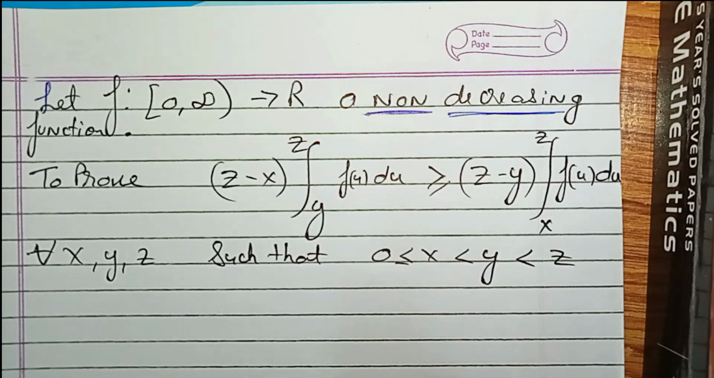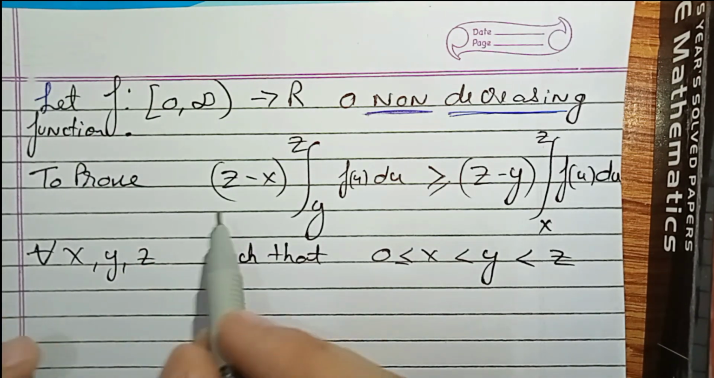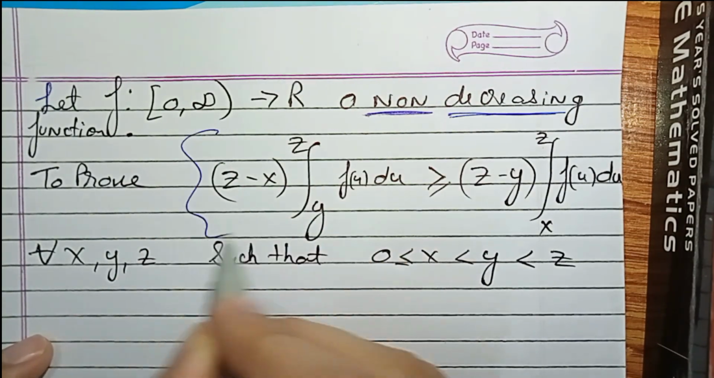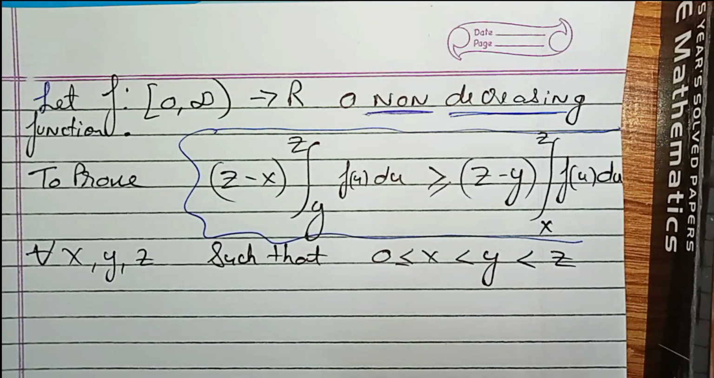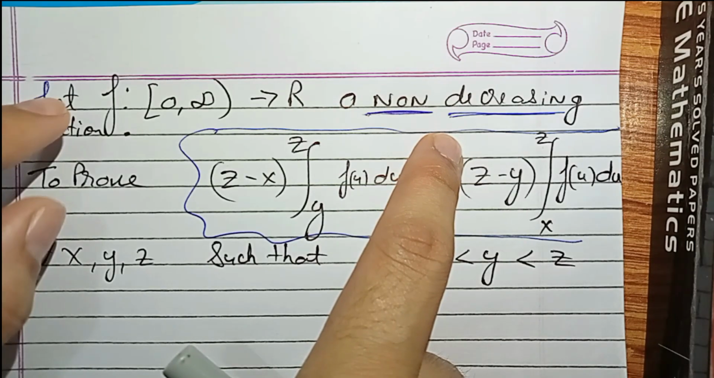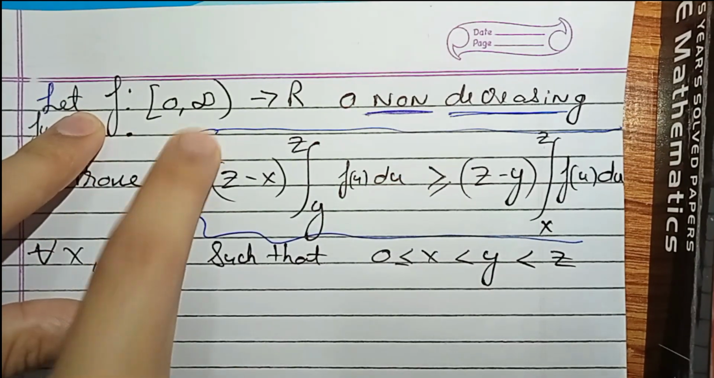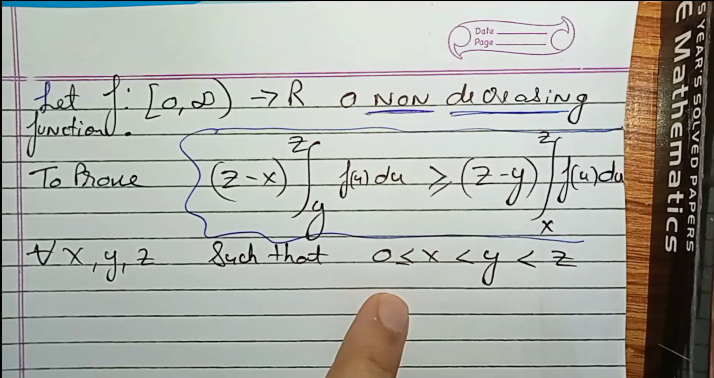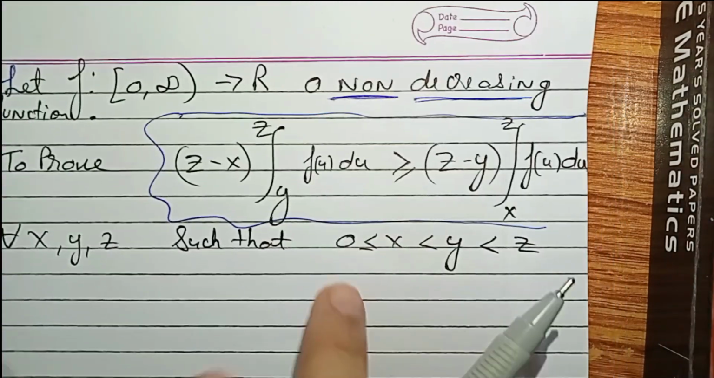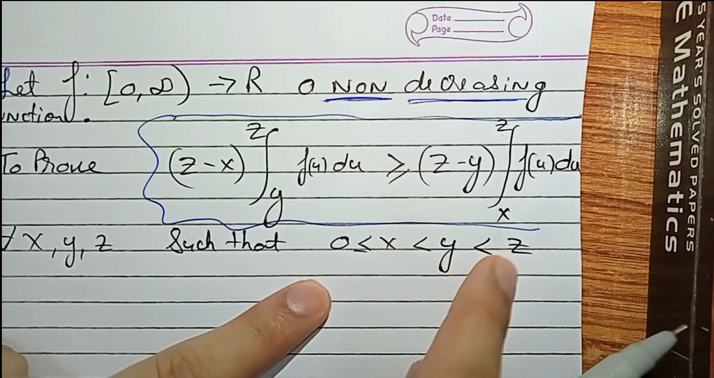A non-decreasing function f, and we have to prove that this inequality always holds for a non-decreasing function. There is nothing special about this function other than it's non-decreasing. Our function f, which is from 0 to infinity, this holds true for all x, y, z which are positive and satisfy this condition: y is greater than x and z is greater than y.